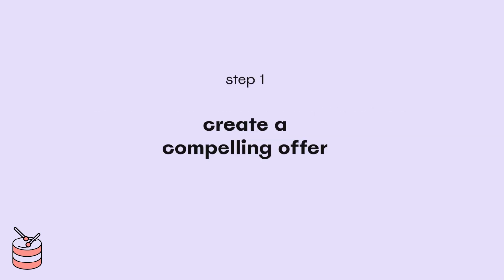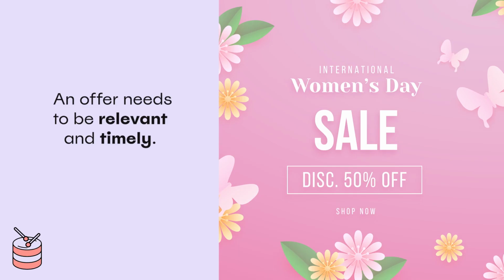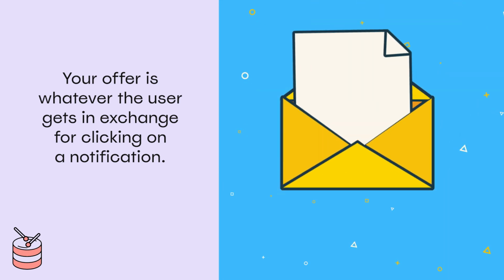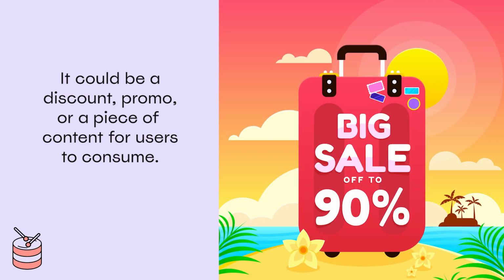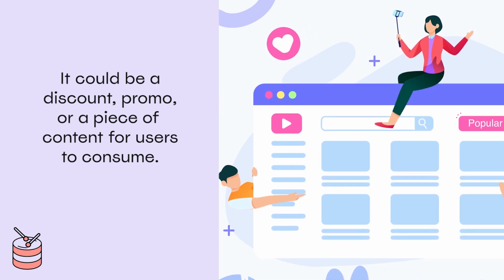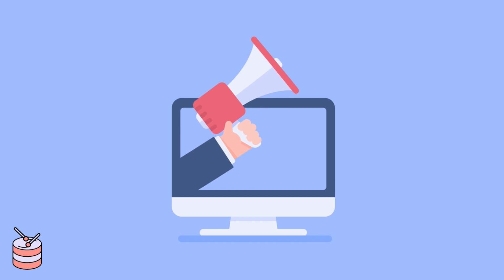Step 1. Create a compelling offer. No amount of data can help you if your offer doesn't capture a user's attention. It needs to be relevant and timely. Your offer is whatever the user gets in exchange for clicking on a notification. It could be a discount, promo, or a piece of content that you'd like users to consume in your app. But here's the key. It makes little sense to push the same offer to everyone. Your offer needs to be as narrow as possible for it to be compelling enough for users to not ignore them. Here are some of my favorite examples.